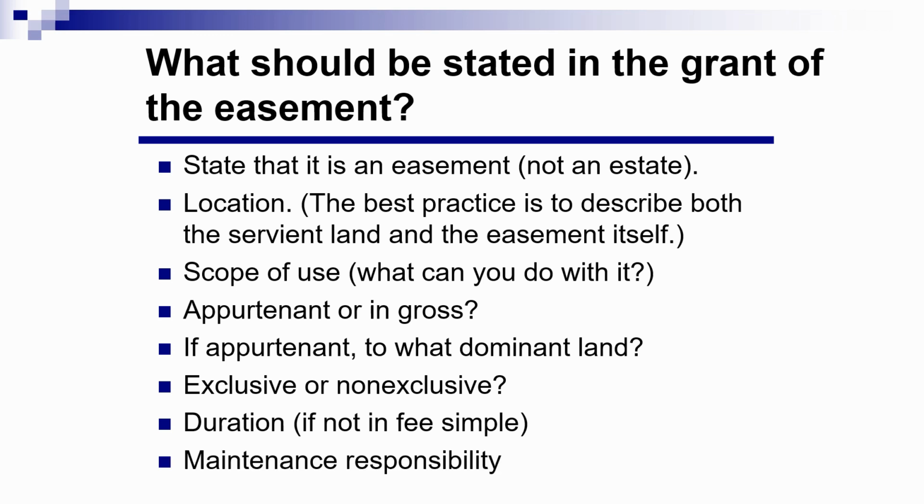Finally, we ought to say who has the maintenance responsibility for the easement. That's particularly important if it's non-exclusive and the owner of the land is also going to be using the easement's pathway. If it's an exclusive easement, the courts will presume that the holder of the easement has the maintenance responsibility. But if it's not exclusive, then that's not so clear, so we need to spell it out.